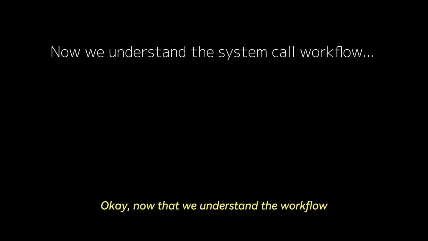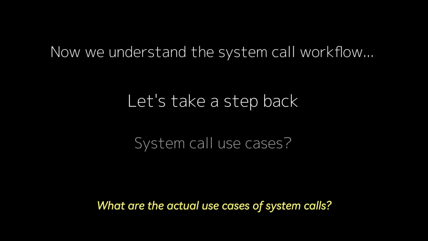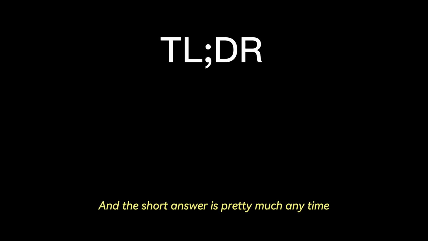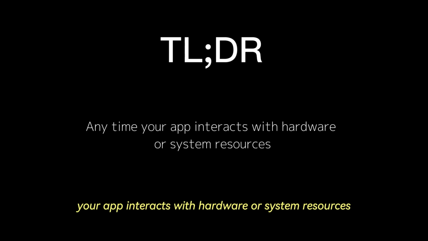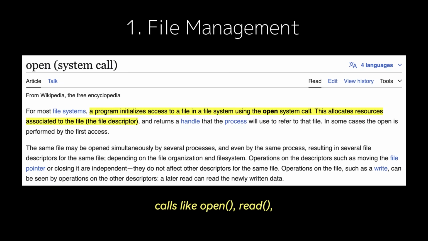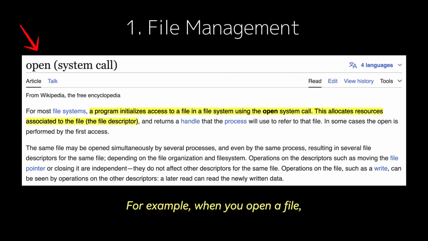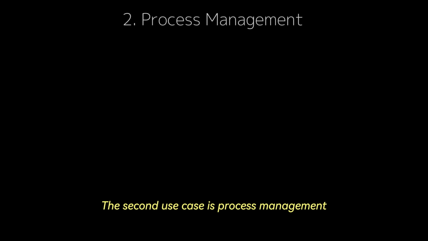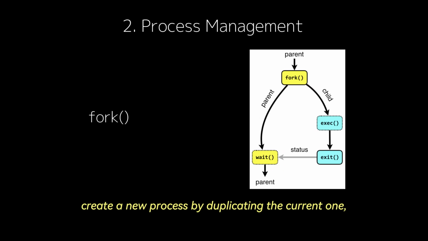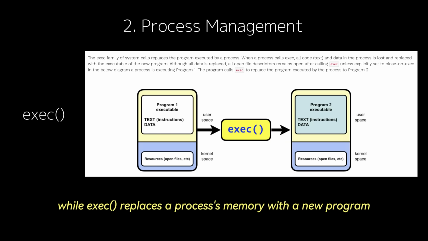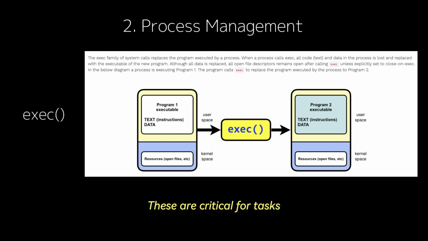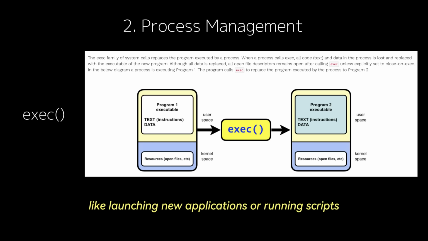Okay, now that we understand the workflow, let's take a step back. What are the actual use cases of system calls? The short answer is pretty much any time your app interacts with hardware or system resources. First, we have file management. Calls like open, read, and write let your app interact with the file system. For example, when you open a file, the kernel checks if you have permission and locates the file on disk. The second use case is process management. System calls like fork create a new process by duplicating the current one, while exec replaces a process's memory with a new program. These are critical for tasks like launching new applications or running scripts.